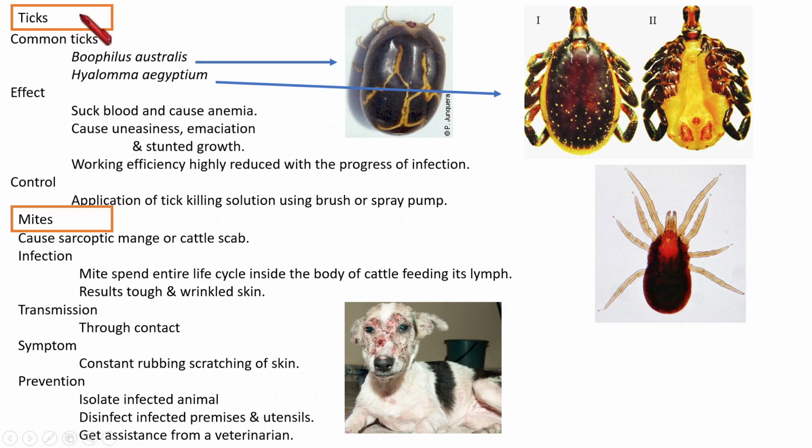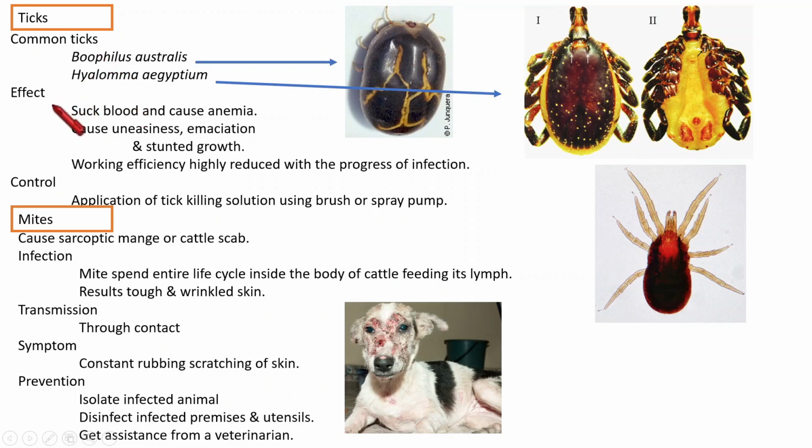Then next is ticks. The common ticks that cause problems for dairy animals are Boophilus australis and Hyalomma aegyptium. So they are the common ticks.